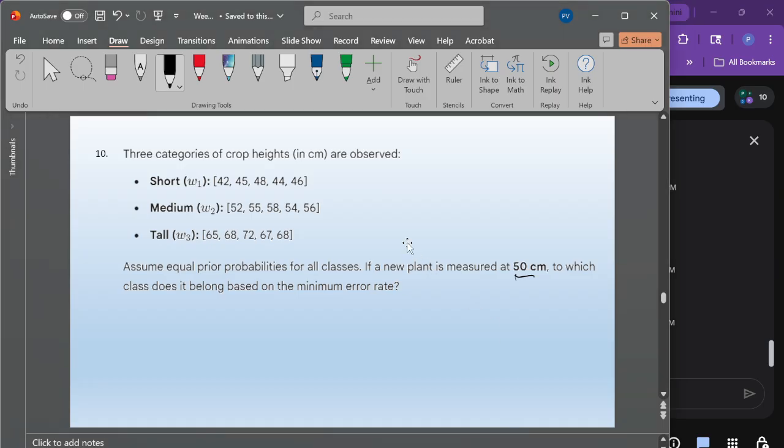Let's solve this question. To determine the class of the plant that is measured at 50 centimeters, we need to calculate the likelihood for each category, based on the provided samples in the data, and select the class with the highest probability. So first, we need to determine the mean and sample variance, that is the S square, for each category.